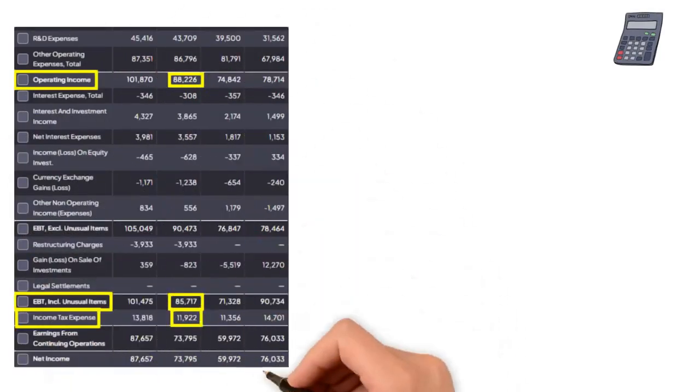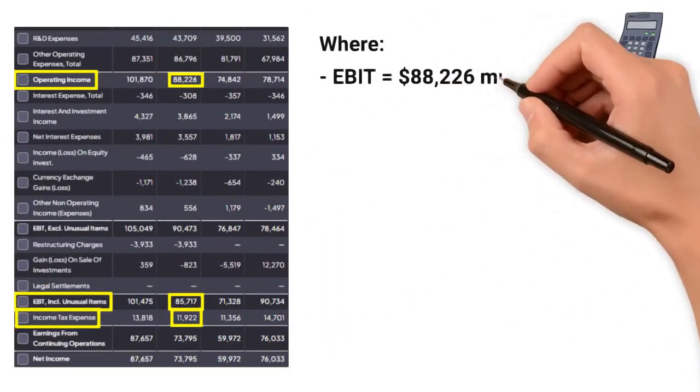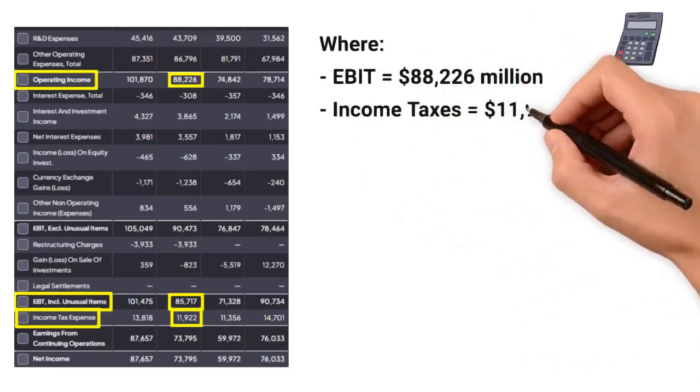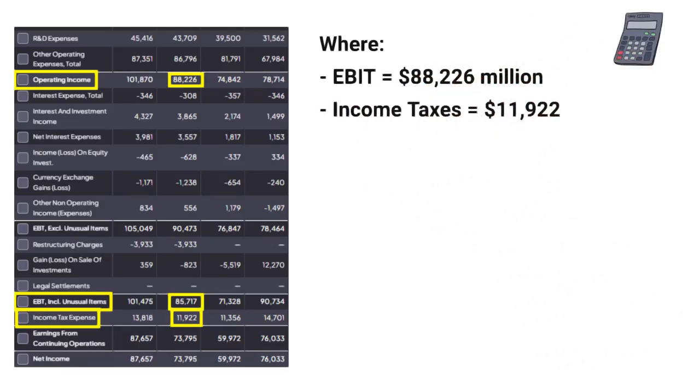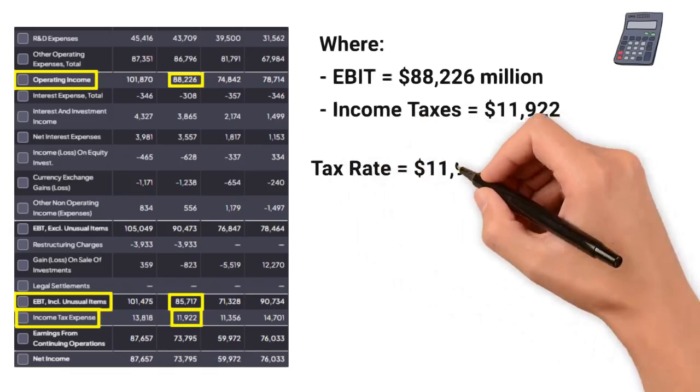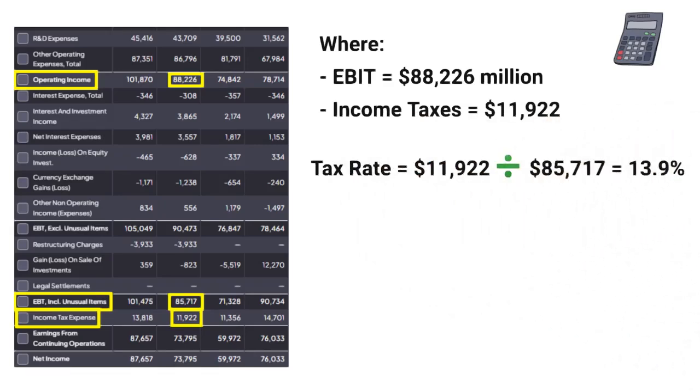We can find all the necessary information on the income statement. On Google's income statement, we find EBIT or operating income equals $88.2 billion. Income taxes equals $11.9 billion. To determine the tax rate, we use two numbers. We use earnings before taxes, EBT, and income taxes, which we can find both here on the income statement. We then divide the income taxes by the EBT to determine the effective tax rate.